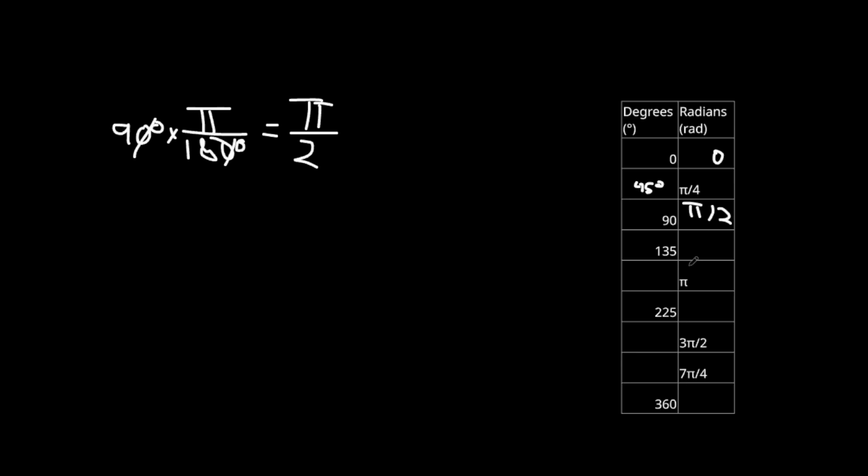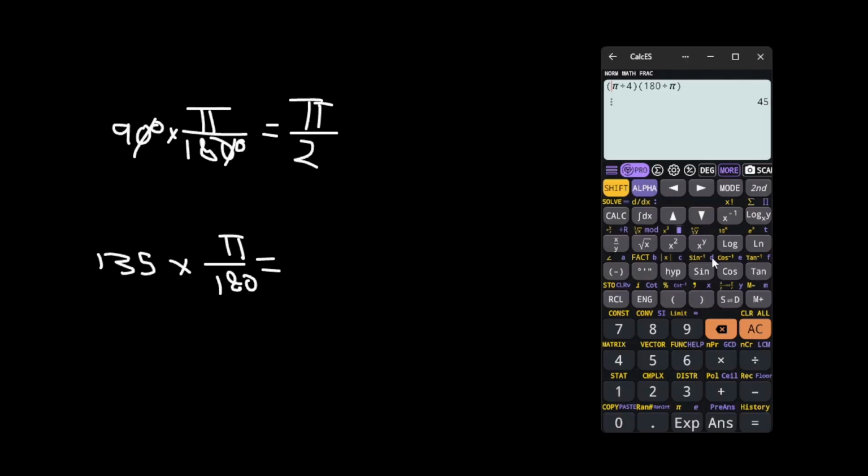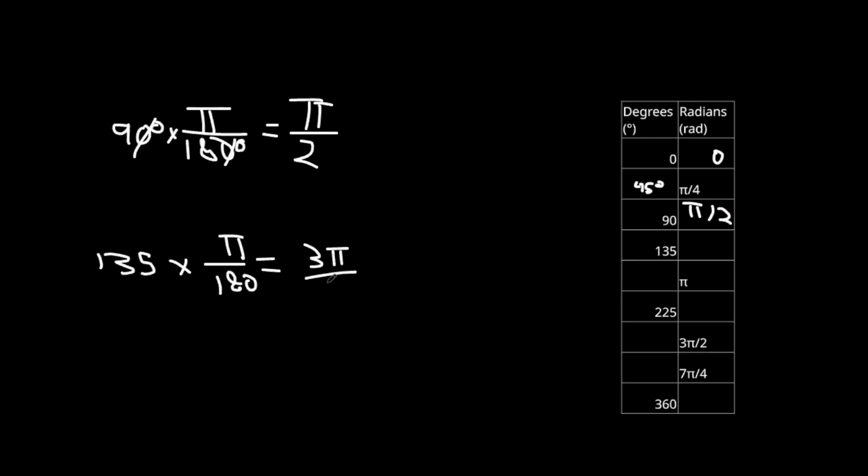Now we're given one more in degrees. The next one's in degrees as well, so that means the degrees goes in the denominator. So 180 here, and pi at the top. And then we do the calculation on the calculator. So 135 times, open bracket, pi divided by 180. Okay, and we get 3 pi over 4. So 3 pi over 4.